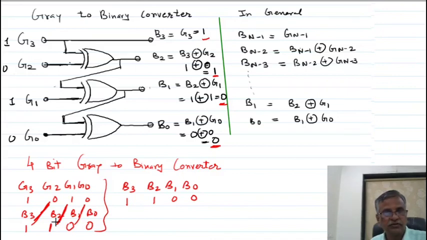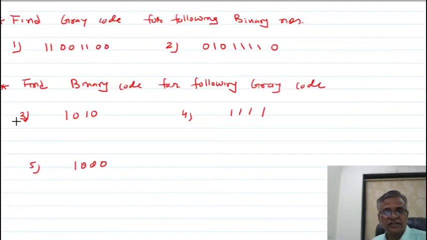So I think you understand how to convert gray into binary and binary into gray. I am putting these numericals for your Viva on the Moodle platform. Here is the end of the lecture.